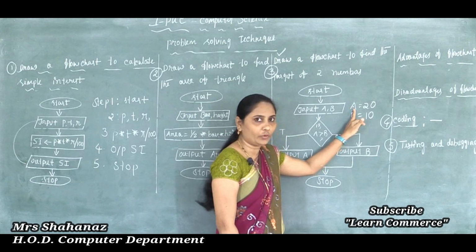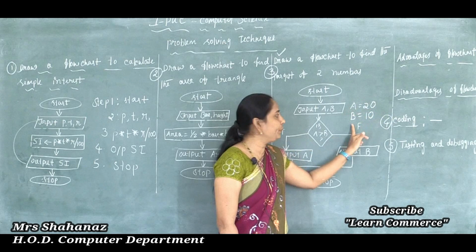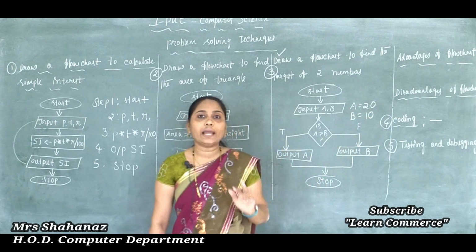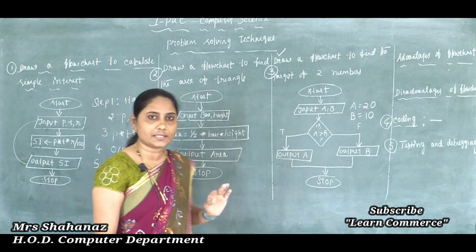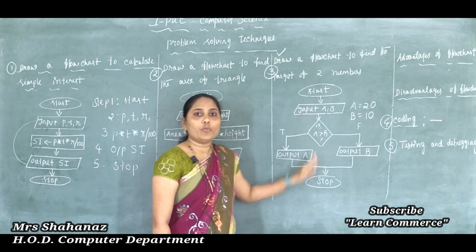So the A value is equal to 20. I am putting 20 in A, and in B value I am putting the value 10. Clear this point here? And later, now I am using one more symbol.